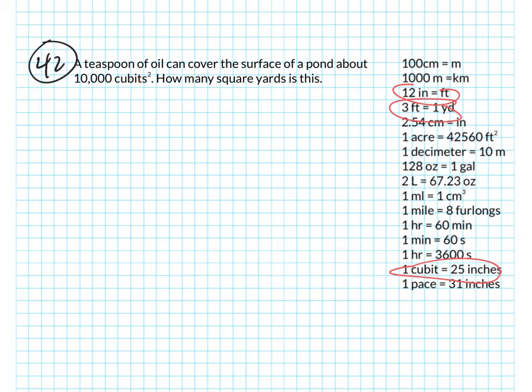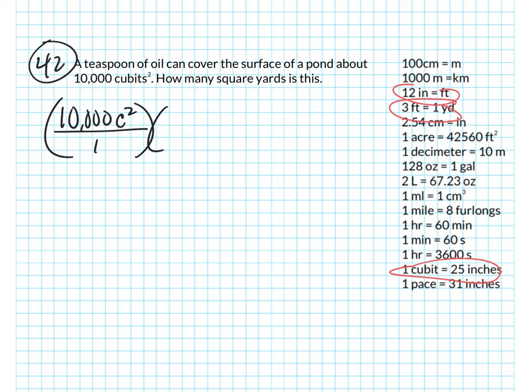Start with what we know. We're given 10,000 cubits, put that over 1, squared. So the 10,000 is not squared because they already did the math, and they said this many square cubits. So I don't need to do anything else to it.